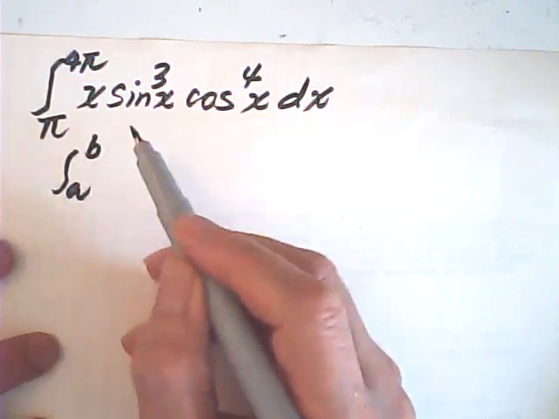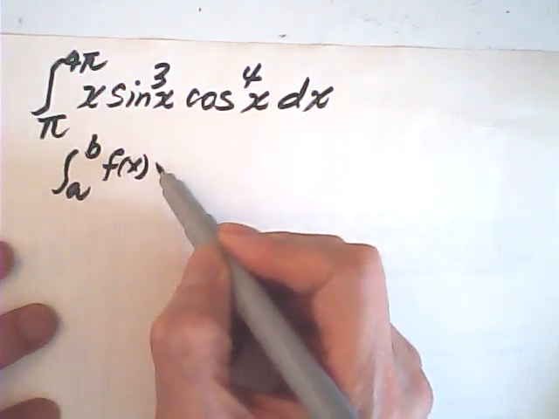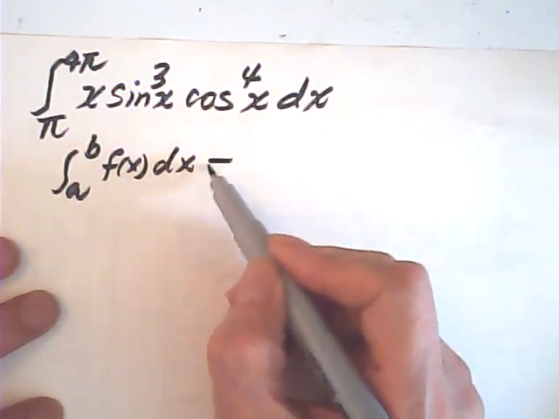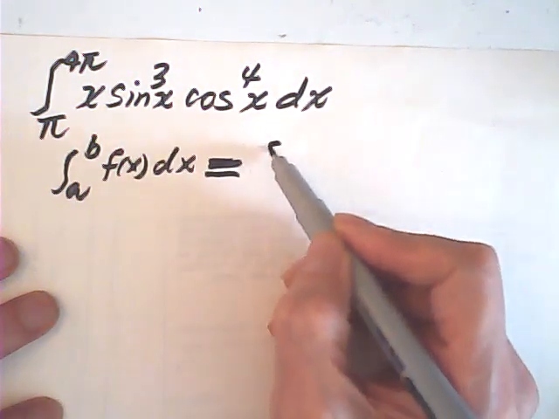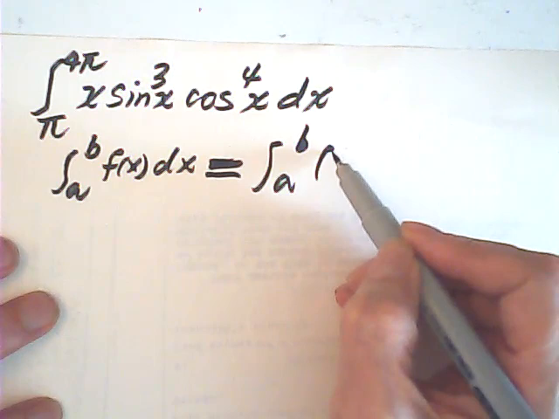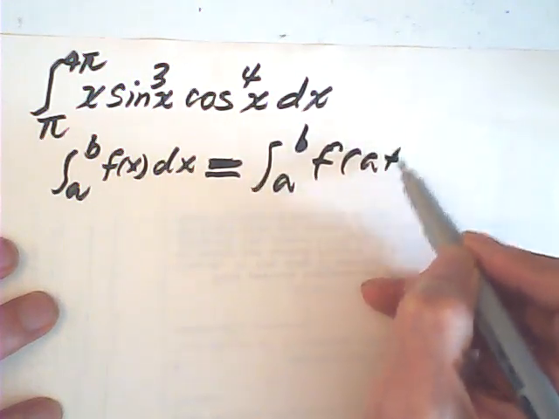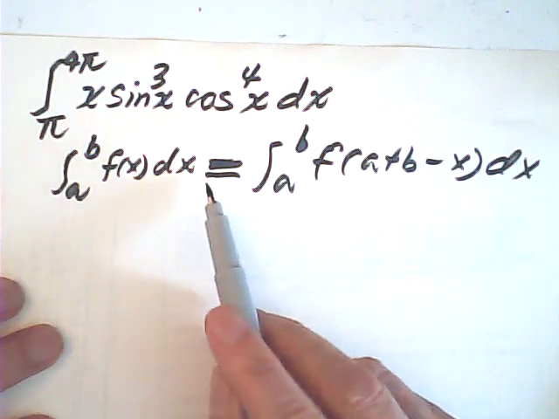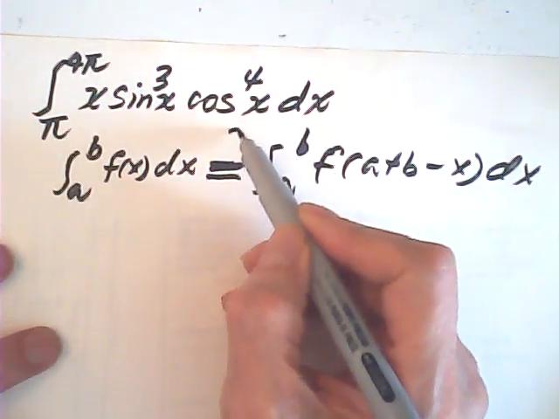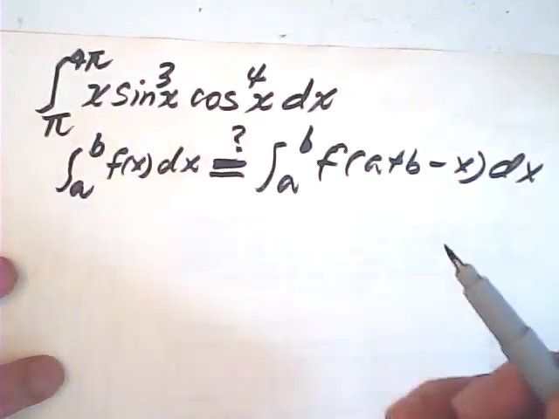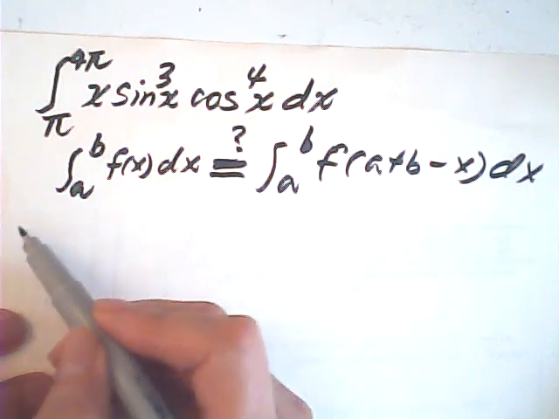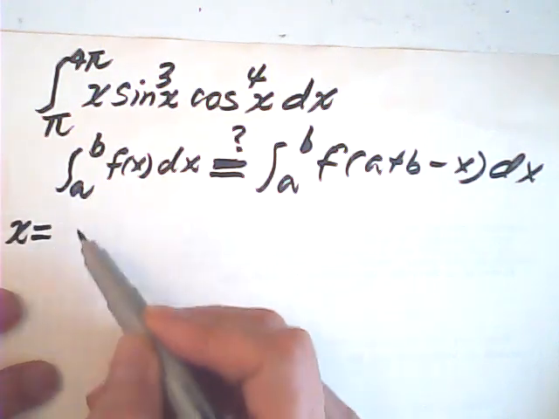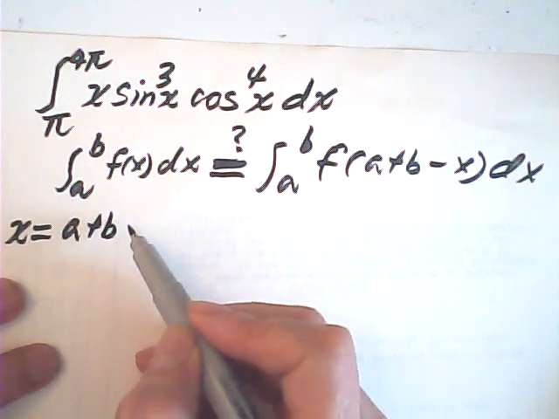the integral from a to b of f of x dx is equal to the integral from a to b of f of a plus b minus x dx. Okay, to prove this is rather easy, because I let x be a plus b minus t.